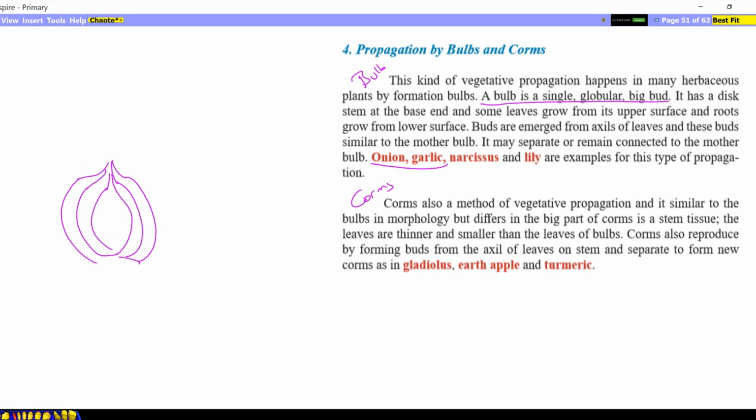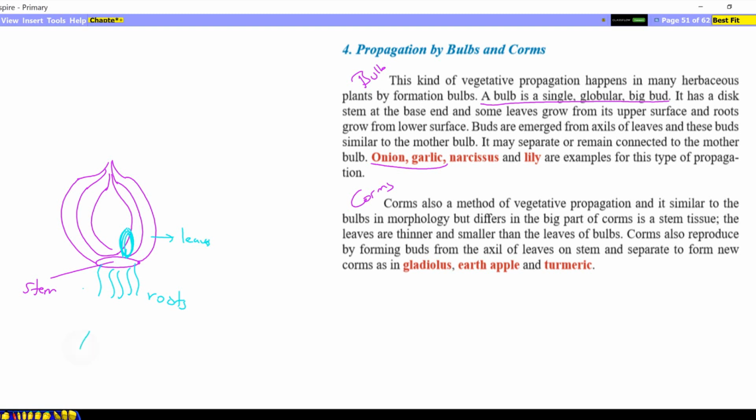At the base of these leaves, there's a disc-shaped stem, and from the lower surface it makes tiny roots. Buds emerge from the axils of leaves, at the connection point of the leaves to the stem. Their growing points contain axillary meristematic tissue. New buds can form from it to make a new onion, a big globular bud that we call a bulb.